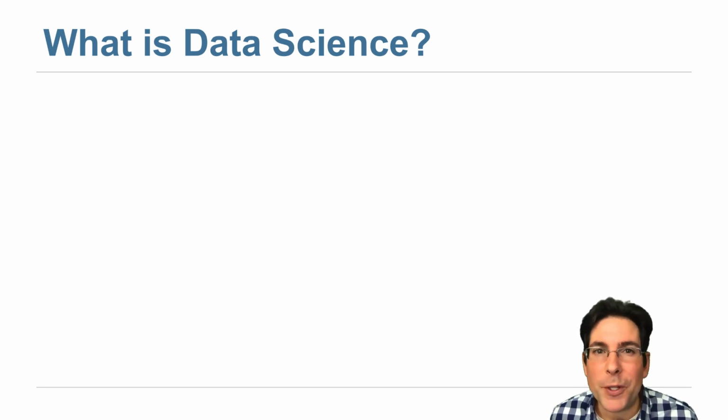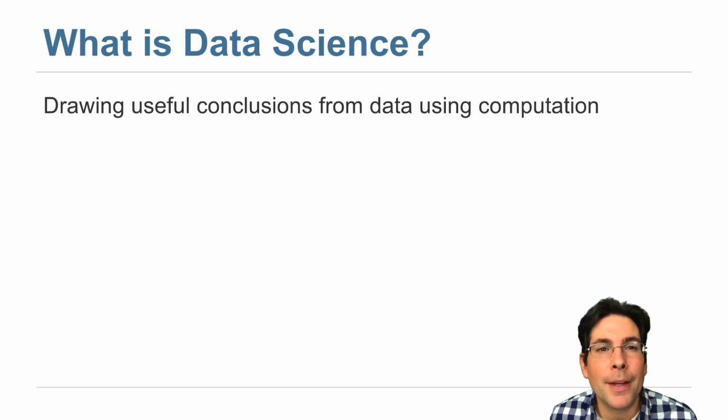So what is data science? What do you get when you combine computing and statistics and domain knowledge together? You get a science that's about drawing useful conclusions from data using computation as our primary tool. And data science, as a practice, has 3 core activities. We'll study them all in this course.